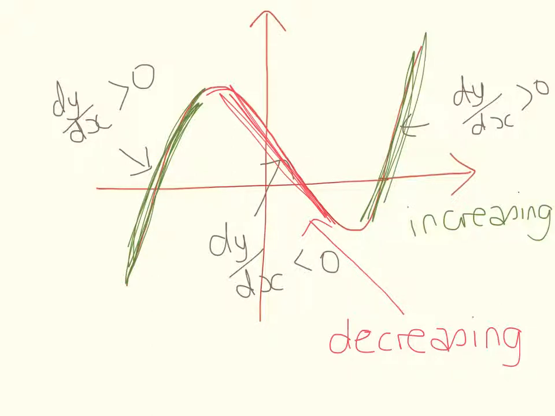So on any graph, if it's going up, or the gradient's bigger than 0, it's increasing. If it's going down, the gradient will be less than 0, it's decreasing. And this bit up, again, is an increasing function.